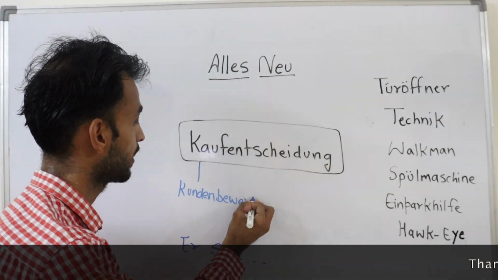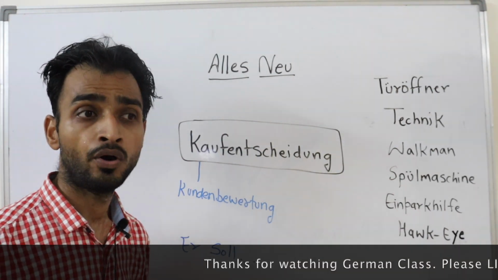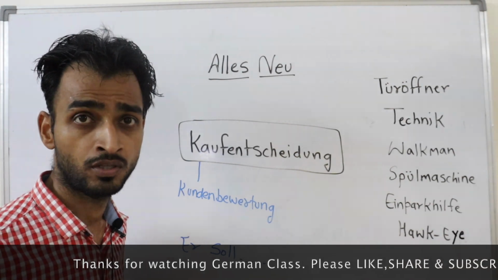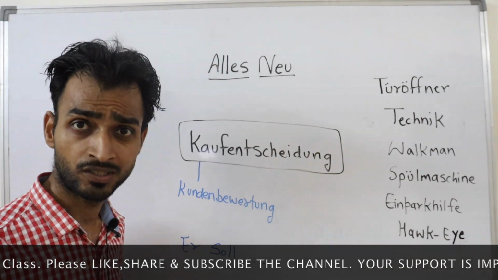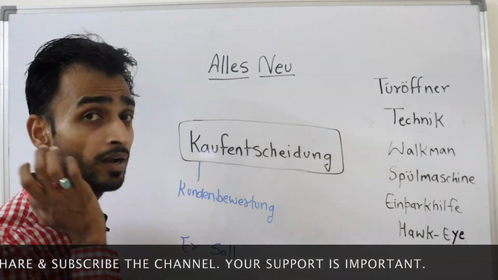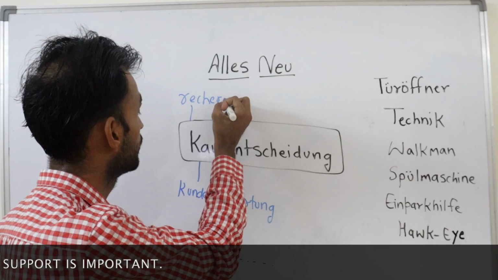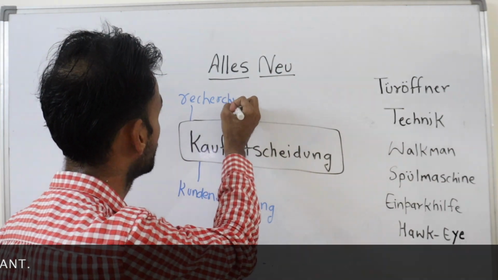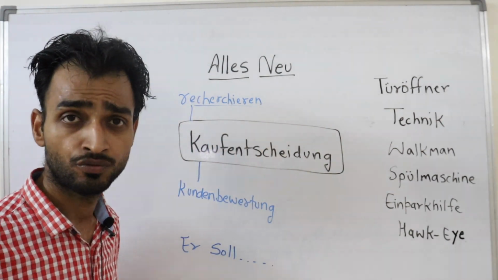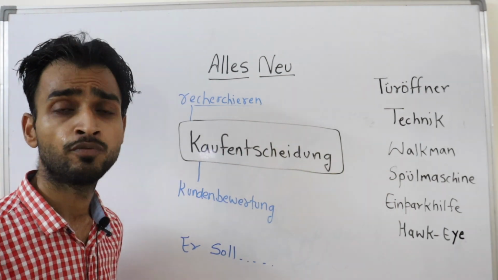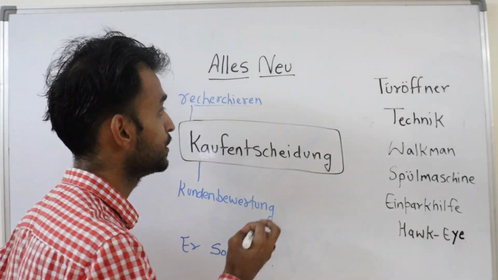customer feedback, Kundenbewertung. How the customers are talking about this product. You have seen online platforms, we find the reviews of a particular product and then we decide whether it is useful or not, is it worth it or not. So that is Kundenbewertung. Then we should do recherchieren. I don't know if the spelling is correct, so please check. Recherchieren means research. We research, R&D. We do a lot of research before buying a mobile phone.